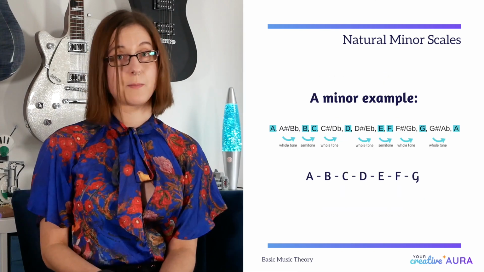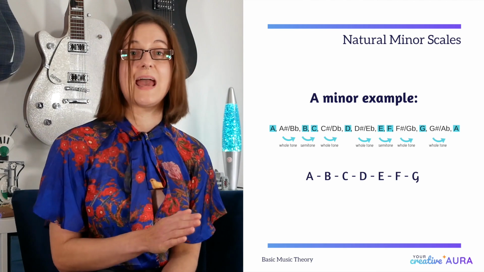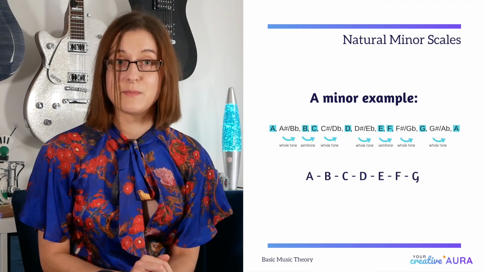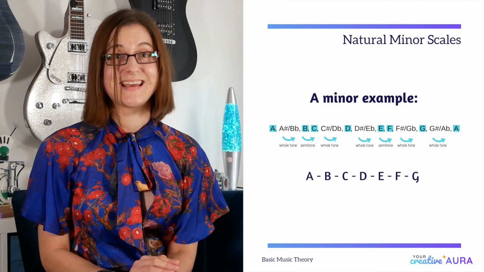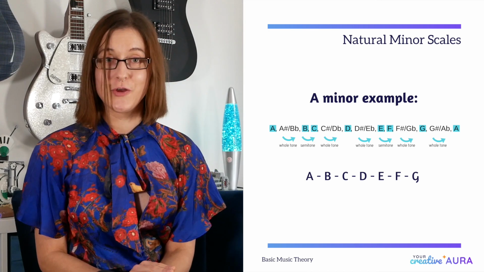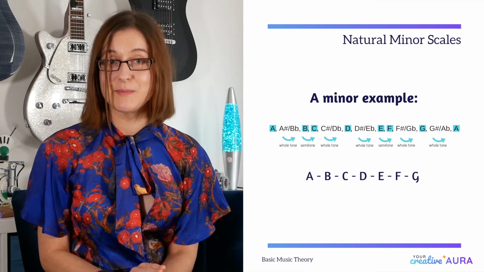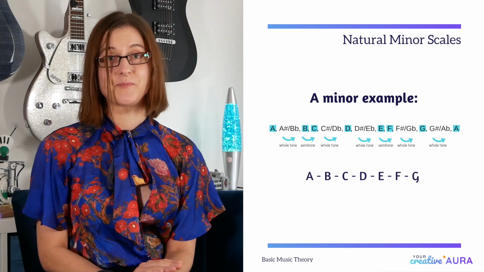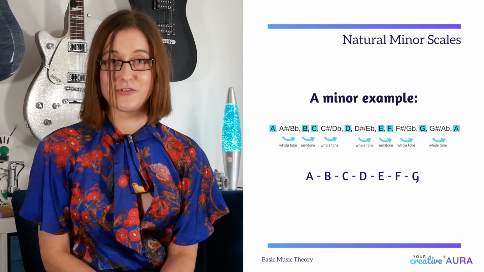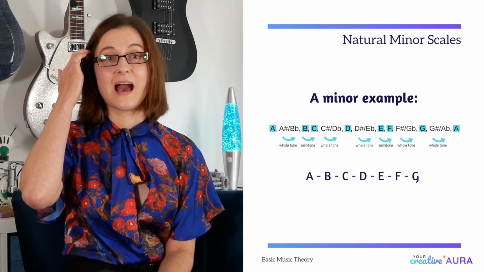So following the minor interval pattern, A to B is a whole tone, B to C is a semitone, C to D is also a whole tone, D to E, whole tone, E to F, semitone, and F to G, a whole tone. And finally, G to A is a whole tone. So in the scale, we have no sharps or flats. So let's listen to the A minor scale.